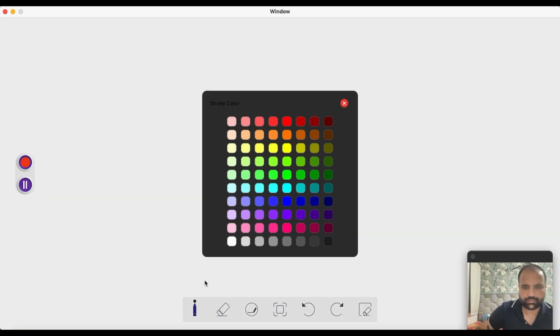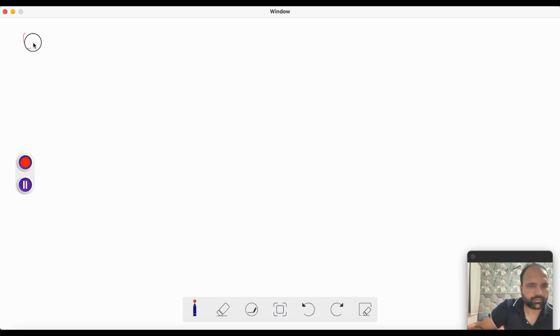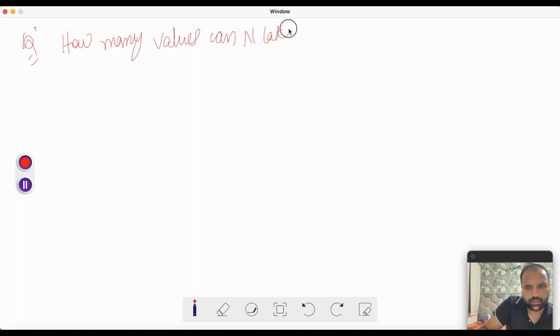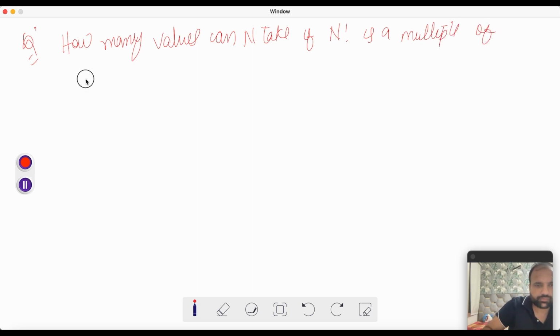Let's say, how many values can n take if n factorial is a multiple of 2 to the power 20 but not of 2 to the power 25.